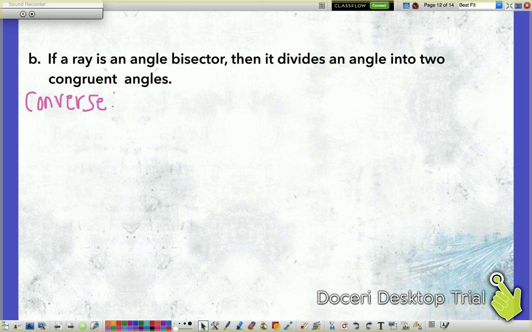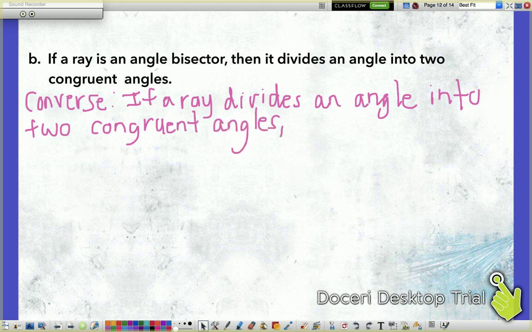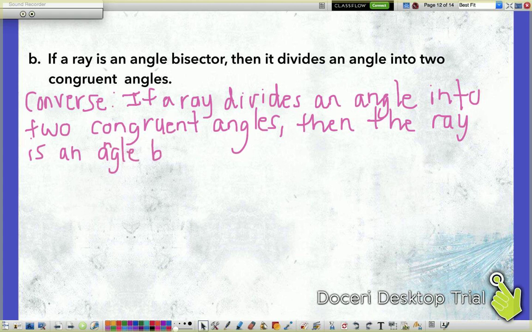So if a ray divides an angle into two congruent angles, then the ray is an angle bisector. Oh boy. Okay.